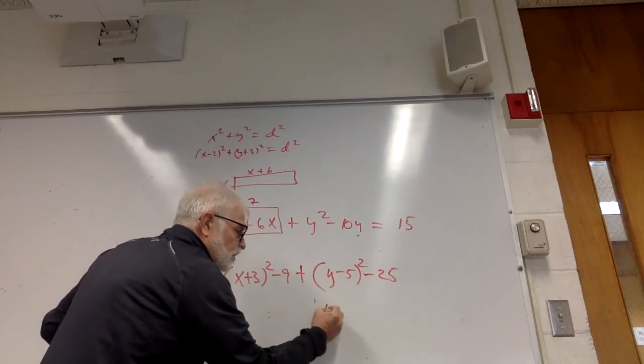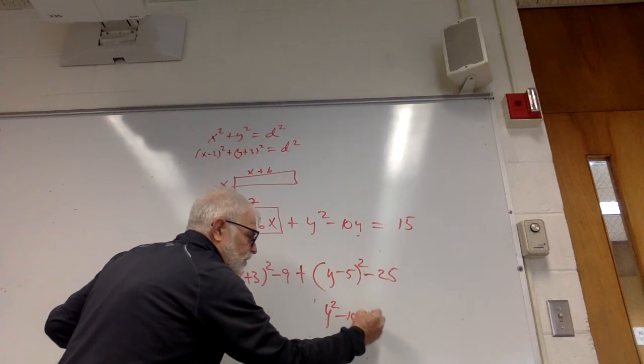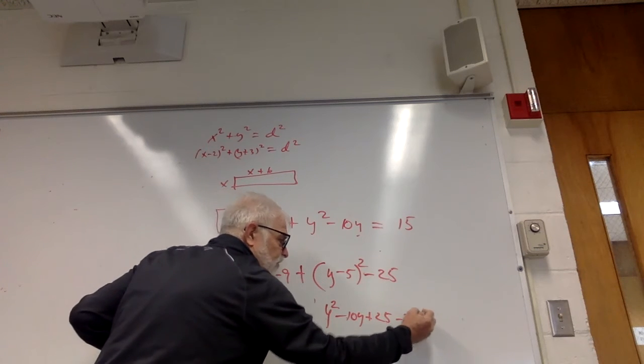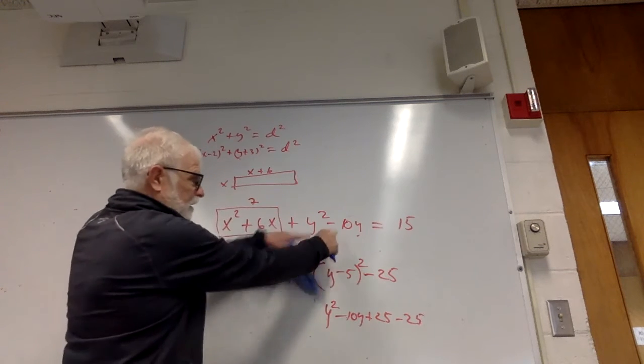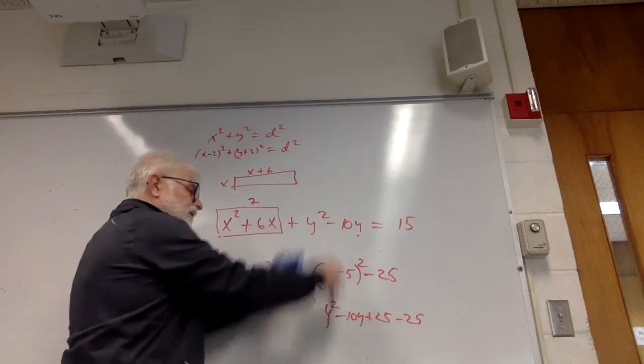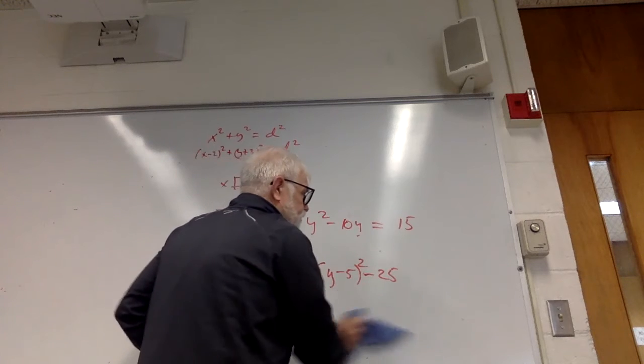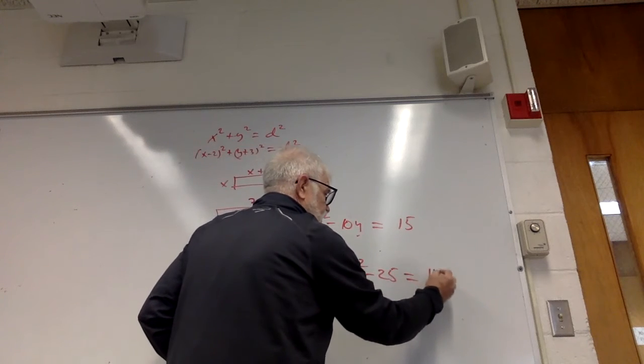So let's just square this real quick. Y squared minus 10y plus 25 minus 25. You tell me what you get. I think I get that. So I can write this instead of that. And now that's equal to 15.